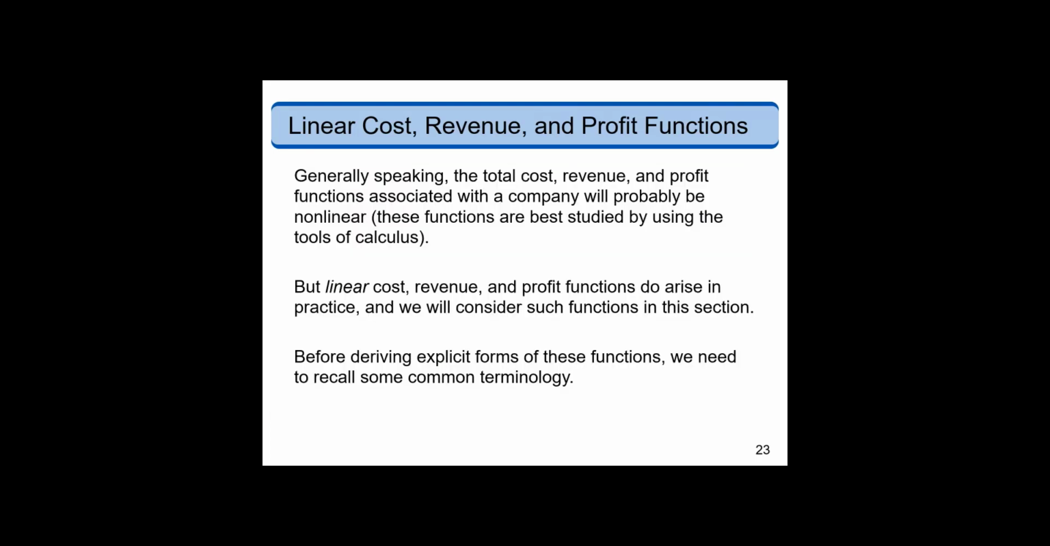Generally speaking, the total cost, revenue, and profit functions cannot be modeled using linear functions, but linear cost, revenue, and profit functions do arise in real world scenarios. So for this particular section, we're assuming the cost function is a linear function, and the revenue and profit functions are also linear functions. Before we start deriving all these different functions, what's the common terminology?